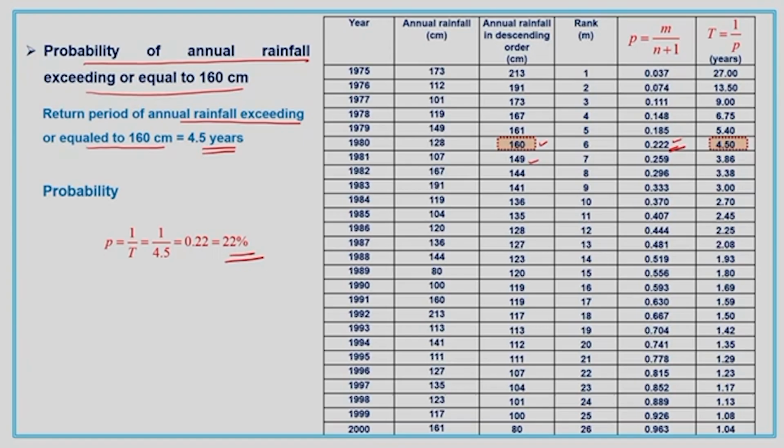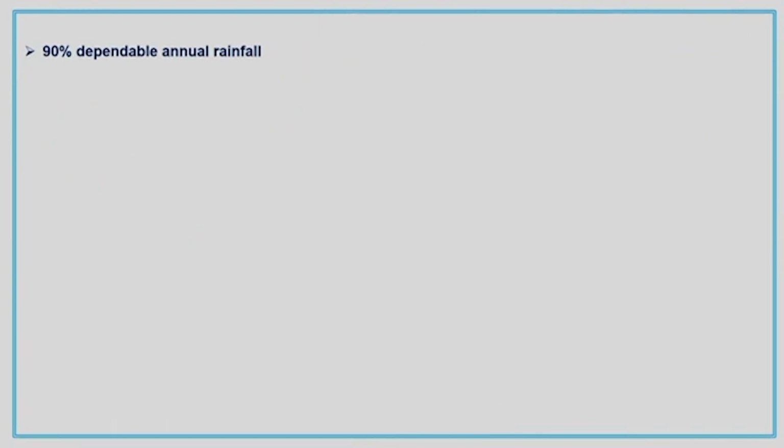Now, one more part is left in the question, that is 90% dependable annual rainfall. We need to find out the value corresponding to a probability of 90%. Probability is given to you, and corresponding to that we can calculate the return period. Then, what will be the probable value of the annual rainfall, that is what we need to determine.